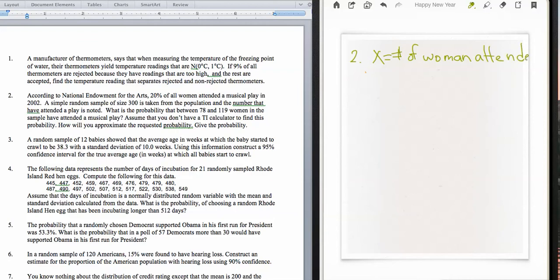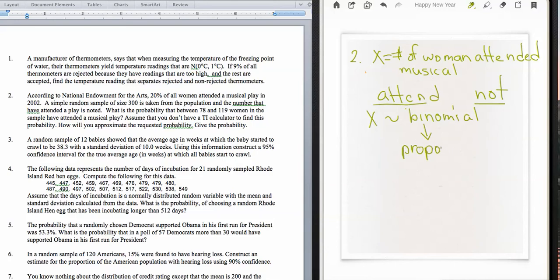And what do we know about attending a musical? Well, you've either attended or you have not attended, right? Attend or not attend is binomially distributed because you have these two choices. It's either this or not this. So this is binomial, so X is a binomially distributed random variable. That means that if X is distributed binomially, then we're talking about a proportion here. So these are the things that we need to know.